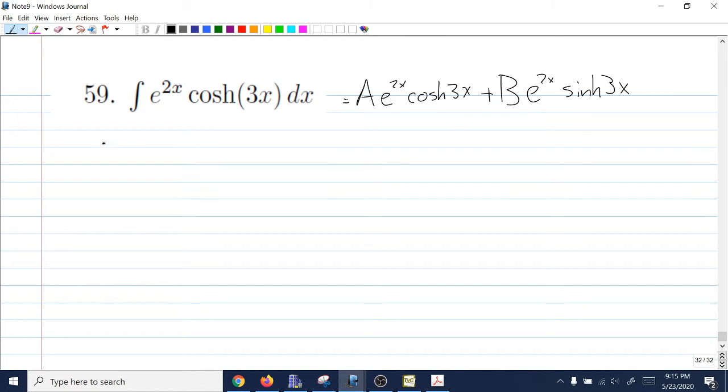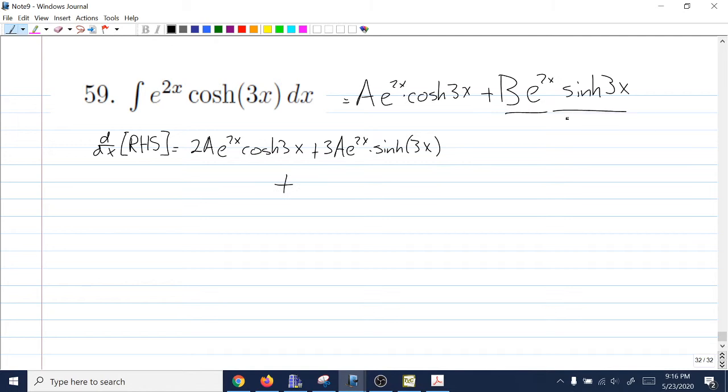When I take the derivative of the right-hand side, I get product rule. Derivative of the first, 2a e to the 2x, leave the second part alone, cosh 3x, plus leave the first part alone, a e to the 2x, derivative of the second. Derivative of cosh is just sinh. So derivative of cosh 3x is sinh 3x times 3.